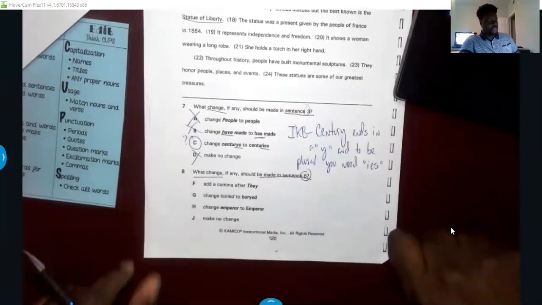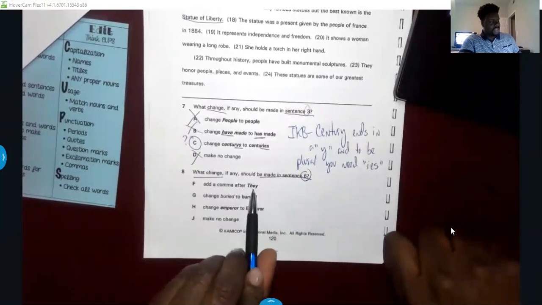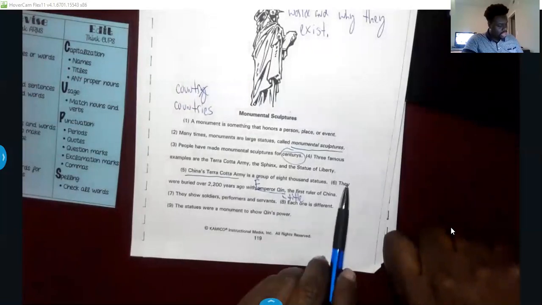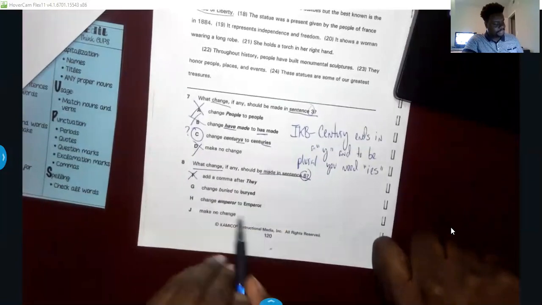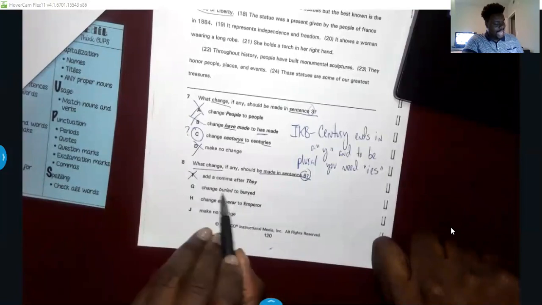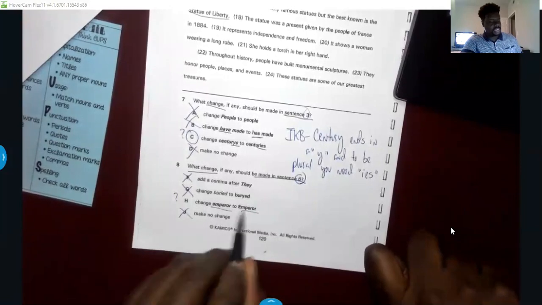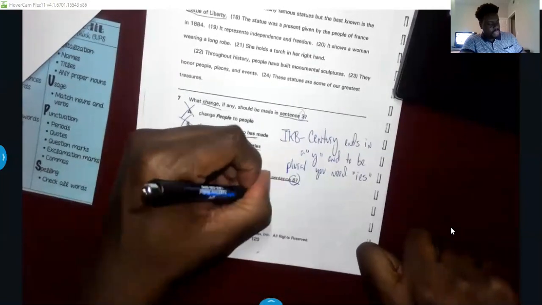So let's go back and see if any of those match up to our answers here. Add a comma after they. They, comma, were buried. Not necessary. So we already talked about buried, IED, because that Y is there, so we know that's not correct. Ding, ding, ding. And then make no change doesn't make sense because we have one that we already discussed. His title needs to be capitalized. So the correct answer is H.